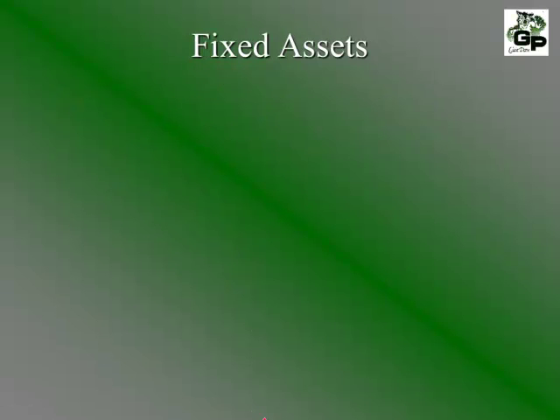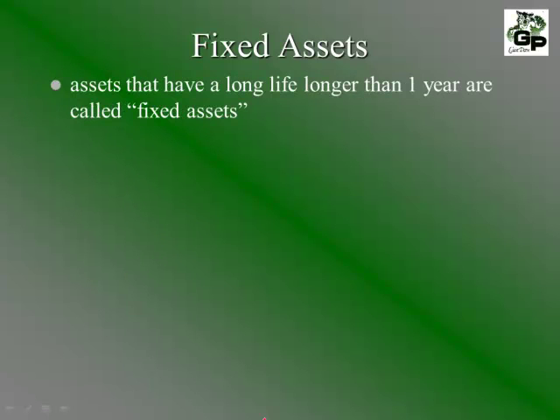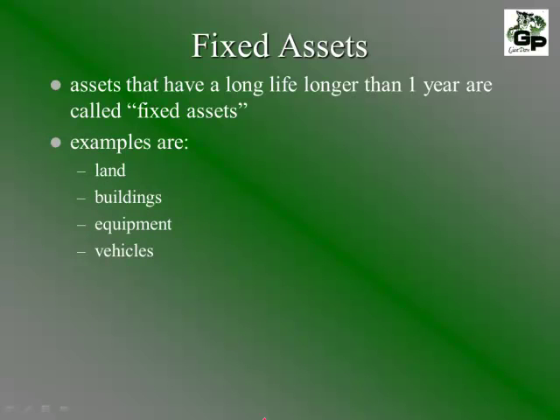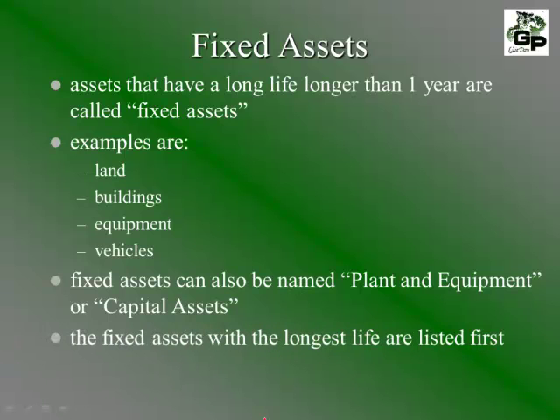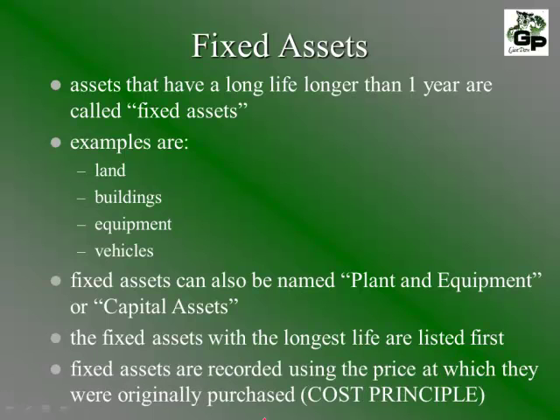The new type of asset that we haven't discussed yet is fixed assets. These are assets that have a long life, longer than 1 year. Examples of these are land, buildings, equipment, and vehicles. Sometimes different companies call these plant and equipment or capital assets. It just depends on how they do their accounting. The fixed assets with the longest life is listed first. Fixed assets are recorded using the price at which they were originally purchased. This follows the cost principle.